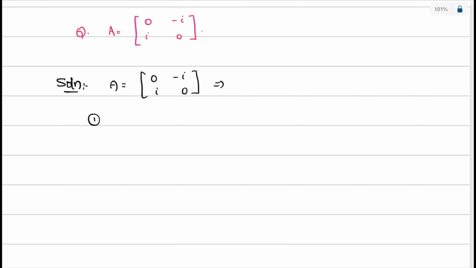What is the transpose of this? Transpose of A is A transpose, that is, rows will become columns and columns will become rows. The first row is 0, minus i, that becomes the first column. And the second row is i, 0, that becomes the second column. This is the transpose.